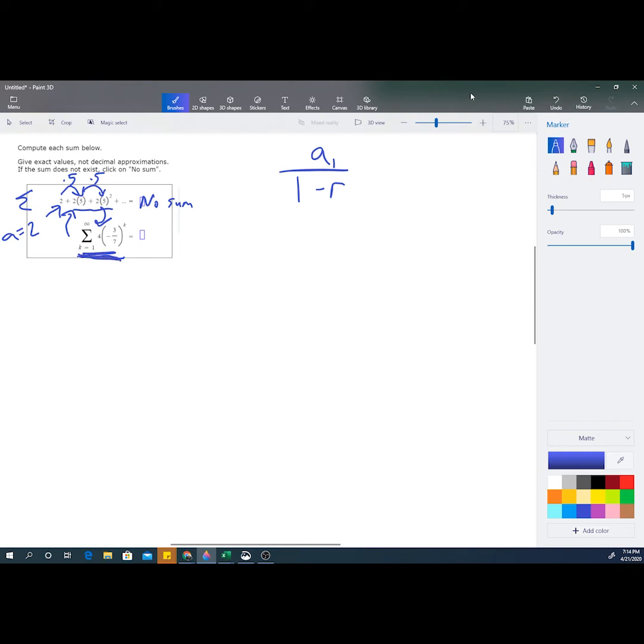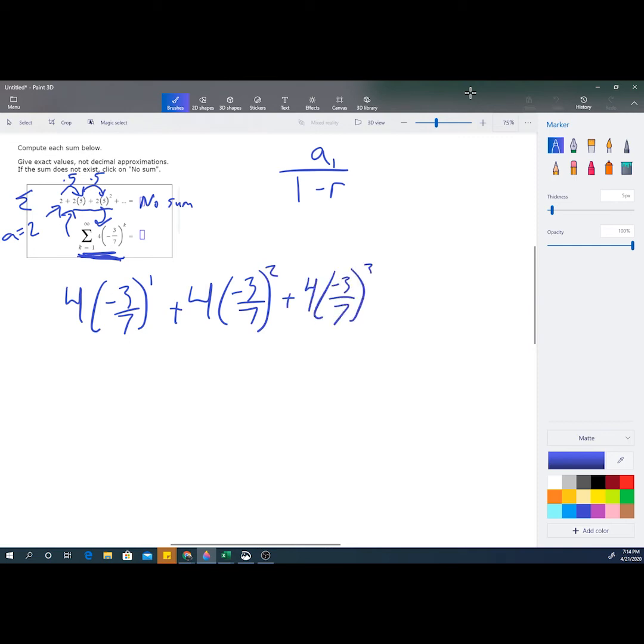So I can see that when k is 1, I'm going to have 4 times negative 3/7 to the first power. And then my next term is the same thing, except squared. And then it keeps on going. Third, plus and so on.